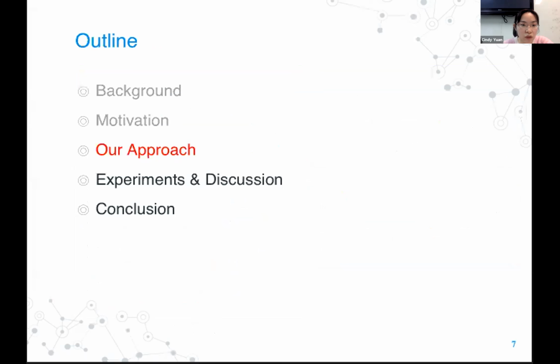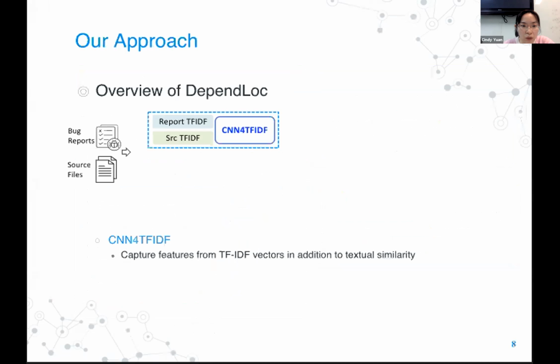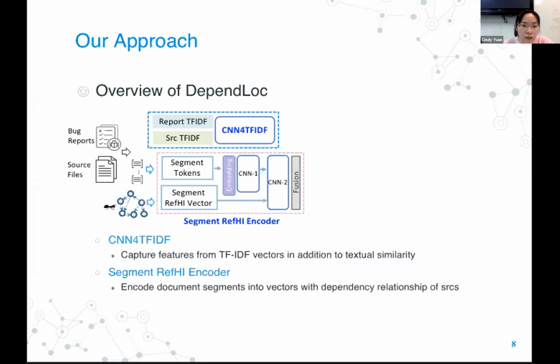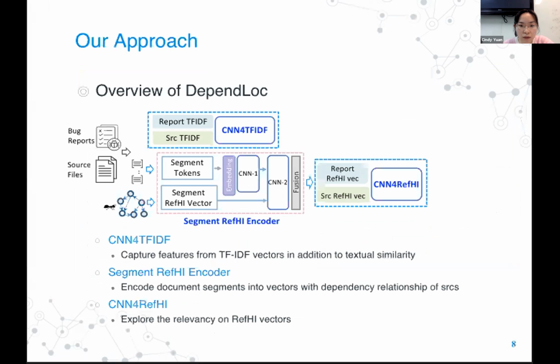Now let's see our approach. Our approach is called DependLoc, and it consists of 3 submodules. The first submodule is CN for TF-IDF. It tries to capture features from TF-IDF vectors as well as textual similarity. The second submodule is the segment RefHI encoder. It will encode the document segments into vectors with dependency feature. And the third part is CN for RefHI. It will explore the relevancy on RefHI vectors. I'll introduce each submodule next.